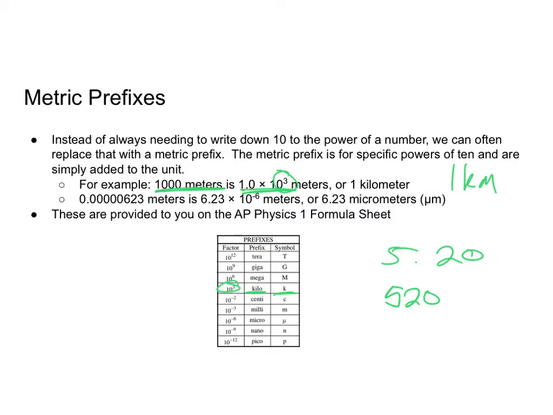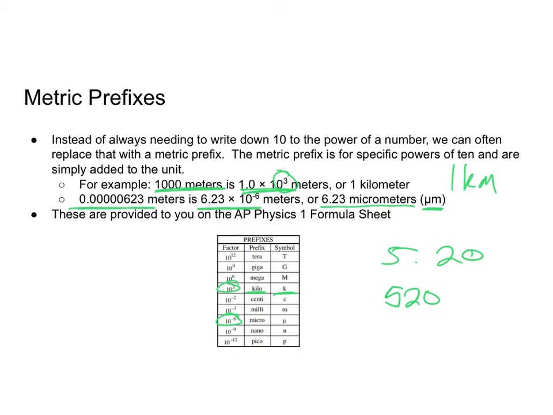Or we have this: 0.0000623 meters. That's 6.23 times 10 to the negative 6 meters, which is way better than writing down this long thing. Or I can call it 6.23 micrometers, because 10 to the negative 6 is micro, so I can make that micrometers.